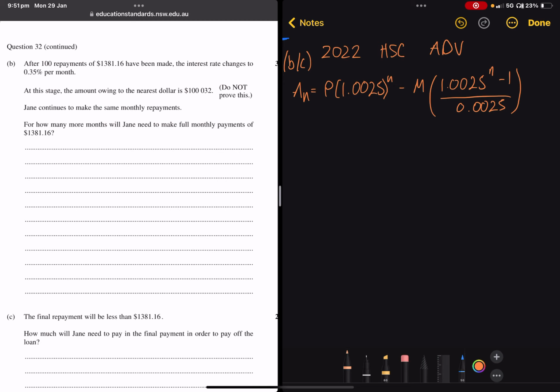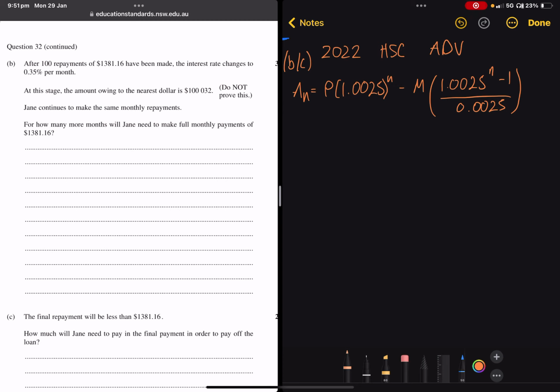So we're told after 100 repayments of $1,381.16 have been made, the interest rate changes to 0.35% per month. At this stage, the amount owing to the nearest dollar is $100,032. Jane continues to make the same monthly repayments. For how many more months will Jane need to make full monthly repayments of $1,381.16? Okay, so we're going to continue to use the same formula we used above.